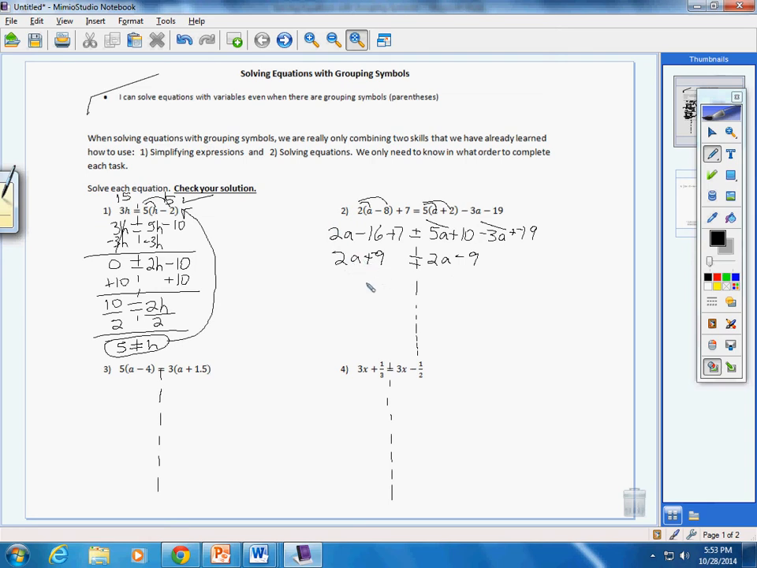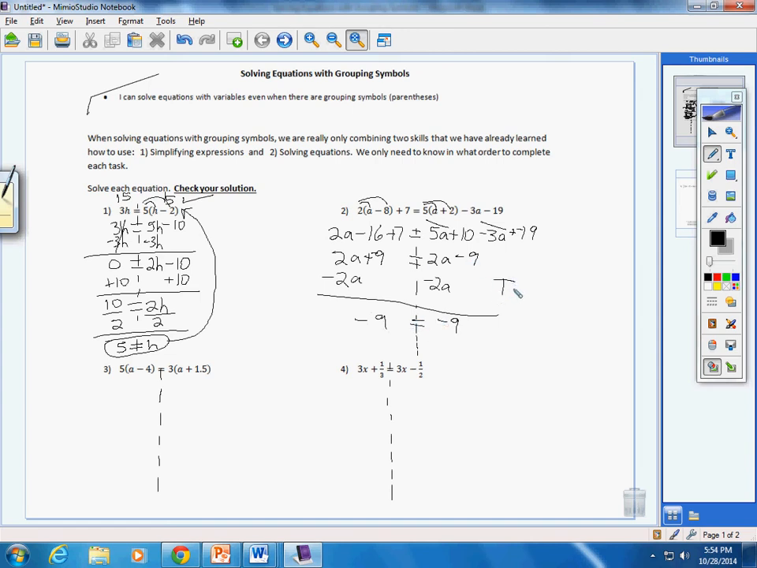If you got down to the very end, and let's say you decide to subtract 2a from both sides because you're trying to get all your a's onto one side. Well, when you subtract 2a, you're left with no variables. But what we have here is a true statement.